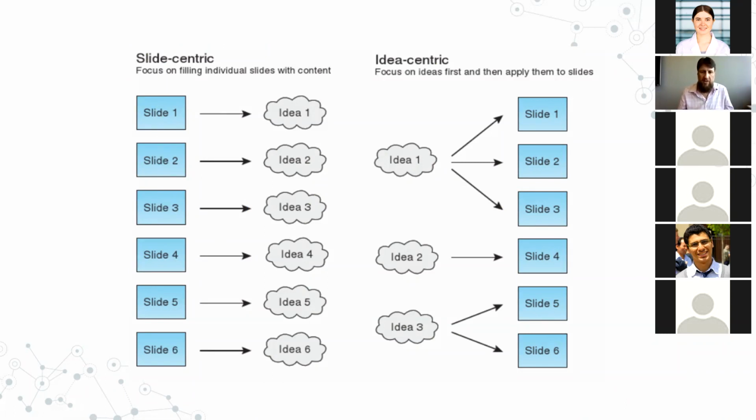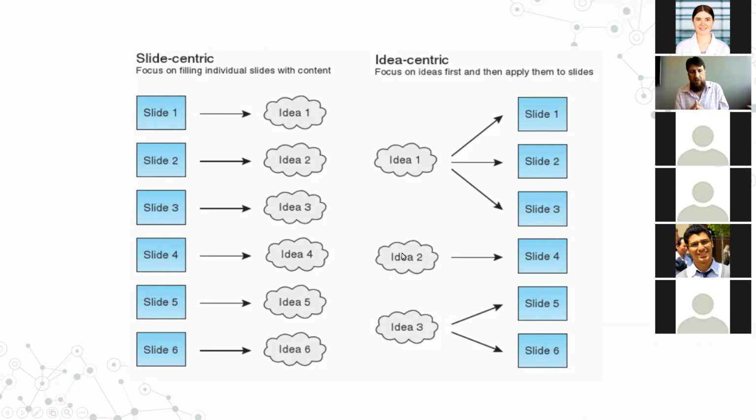What you want to do is think idea-centric. So we want to have idea-centric slides. So what's idea 1? Idea 1 might be, what's the problem or the motivation for my research? Idea 2 might be, what is method number 1 that I did? Maybe idea 3 is, what is method number 2?